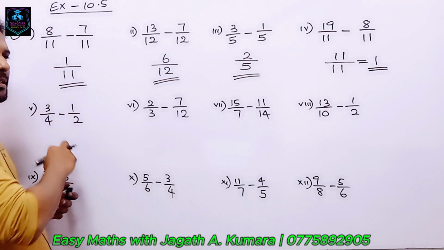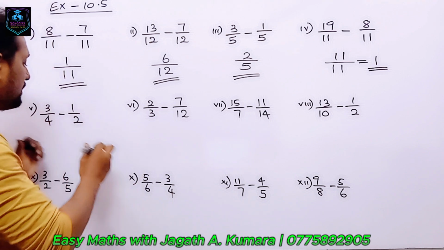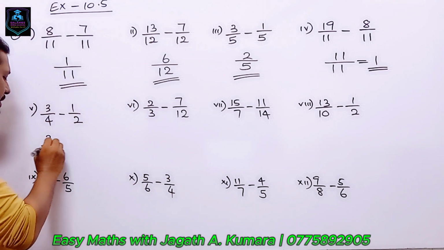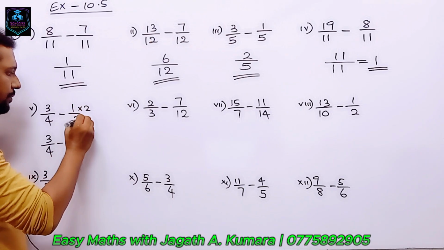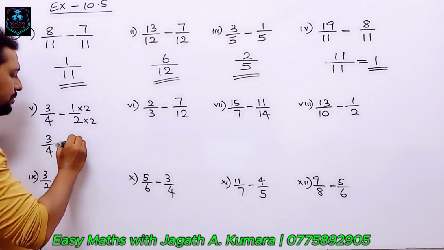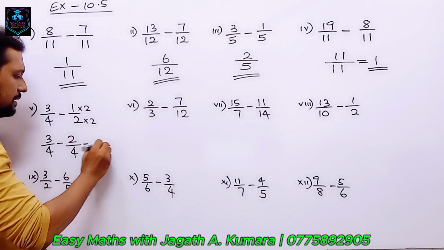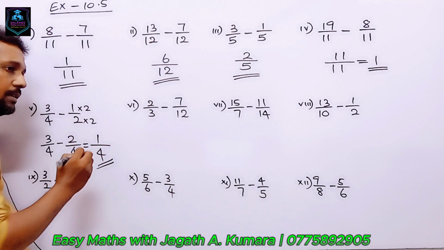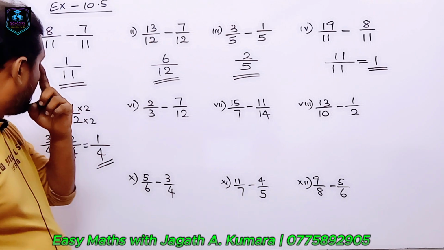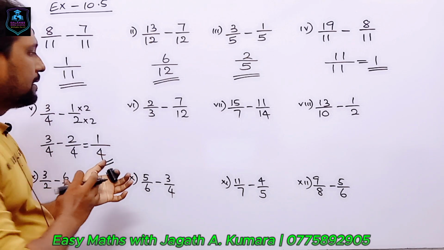Next one, denominators are unequal, so you have to find the LCM. LCM is 4. So the first fraction does not need to change. The second fraction you have to multiply by 2. 1 times 2, 2. 2 times 2, 4. So the answer denominator is 4. 3 minus 2, 1. 1 over 4. Right? It is the fifth part of the 10.5 exercise.